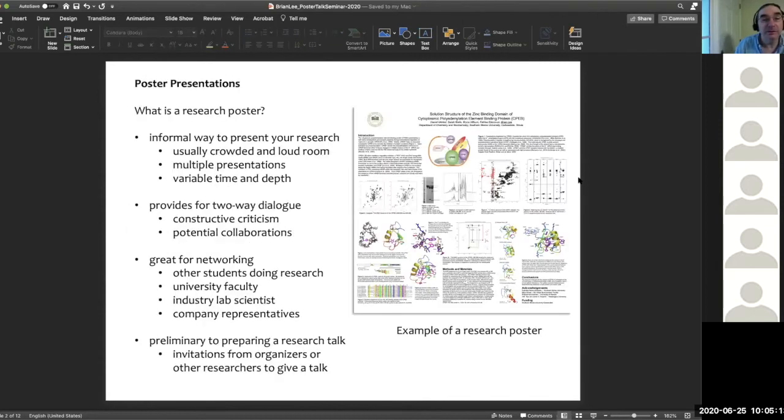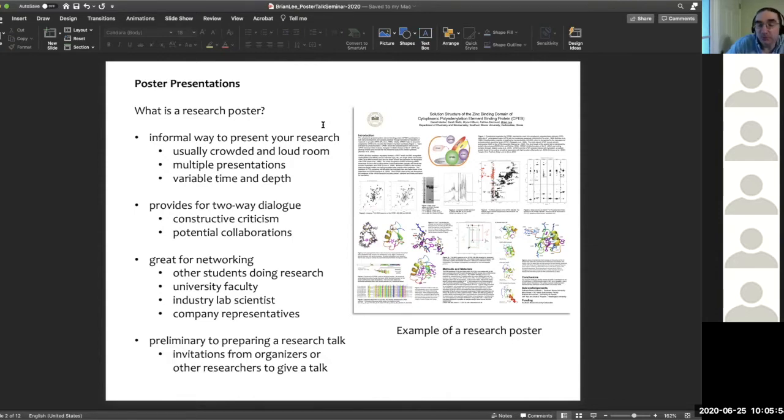Okay, so what is a research poster? It's basically an informal way to present your research. It's not as formal as publishing a paper, and also not as formal as giving a research talk. If you go to a regional meeting or a national meeting that's organized around a particular research topic, you're usually going to be giving poster presentations in a very crowded room. It's usually very loud. There's lots of people walking by. There are lots of distractions.